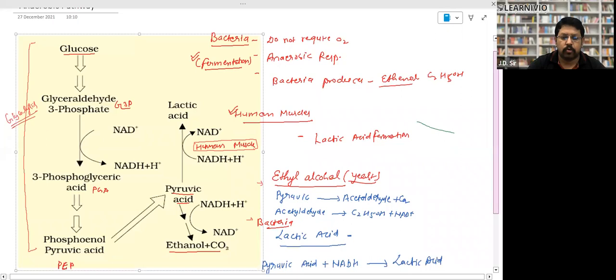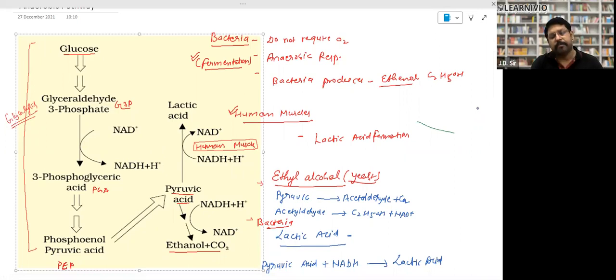So what happened with the lactic acid? What happened with those lactic acids? Will they deposit in our muscles? Can anybody tell me?